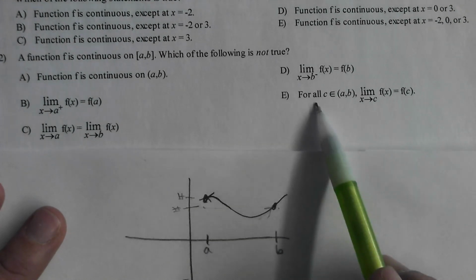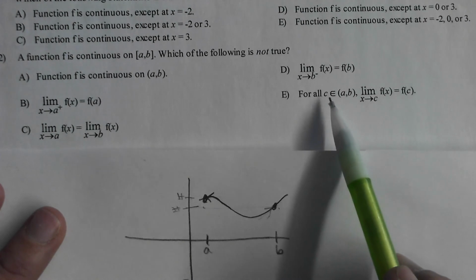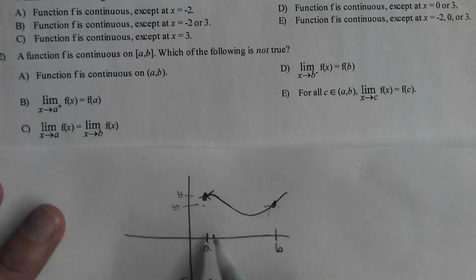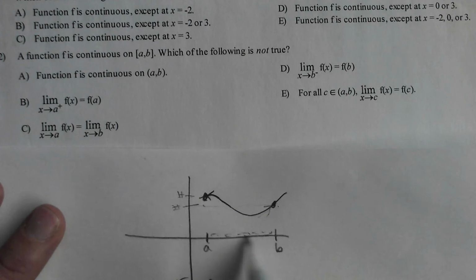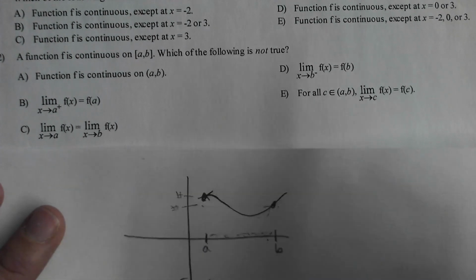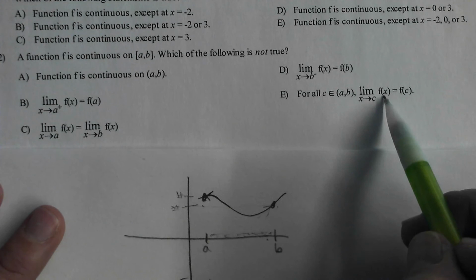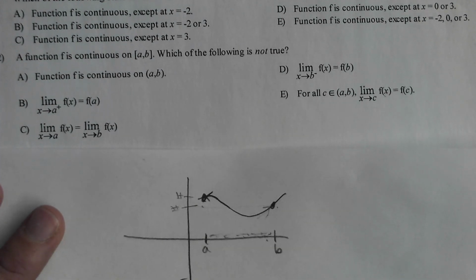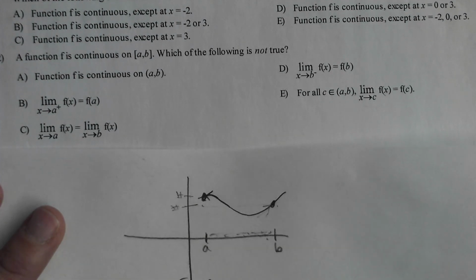And E says for all C values that are elements of the interval from A to B. That pretty much means for any C number that's in between A and B, anywhere in that interval. For any C number, the limit as you approach C is going to equal the function value of C. And that's true because that is the definition of being continuous at C. And we have to be continuous everywhere in between.